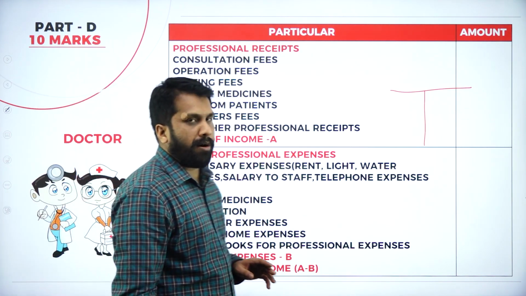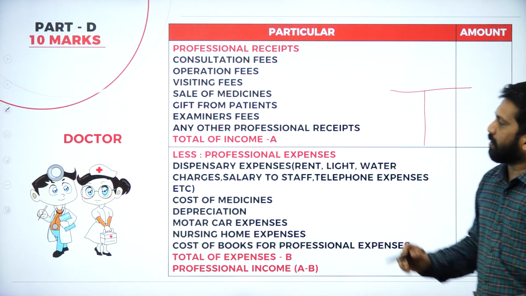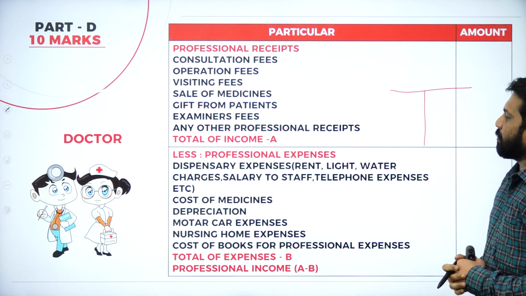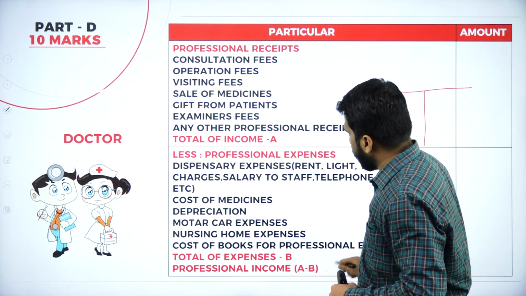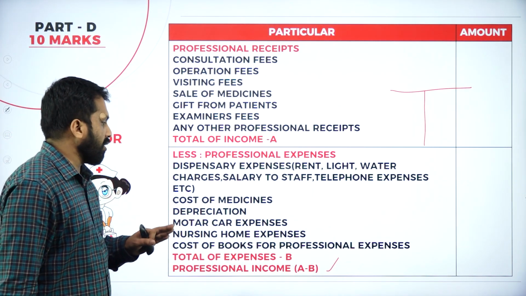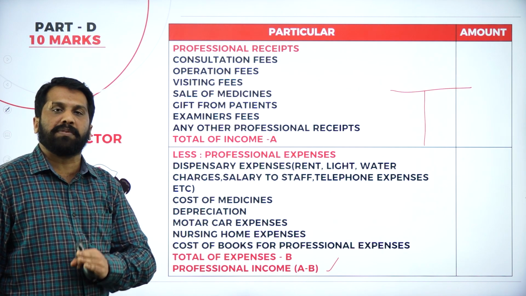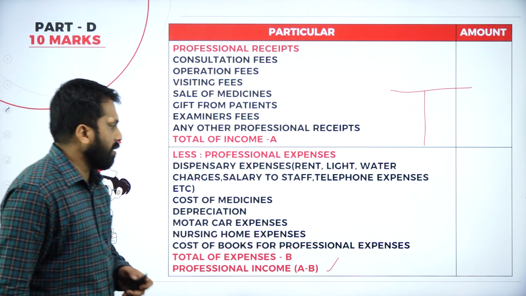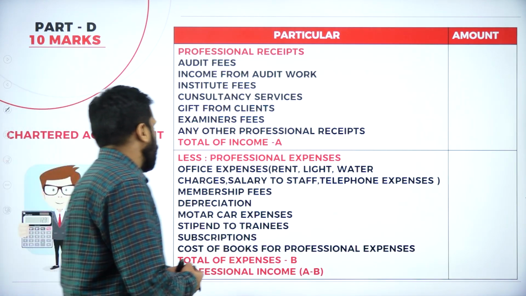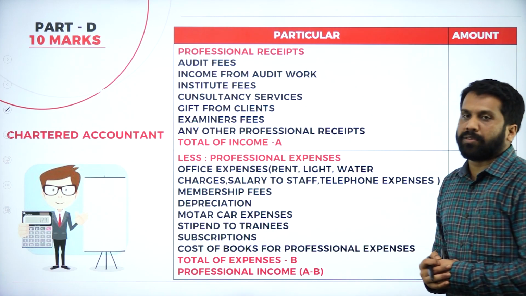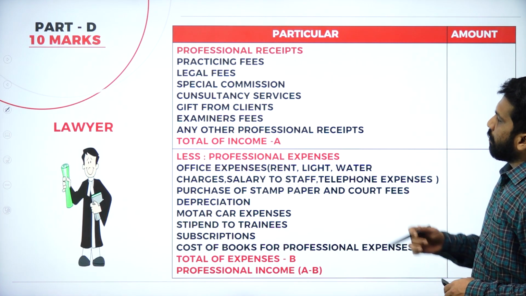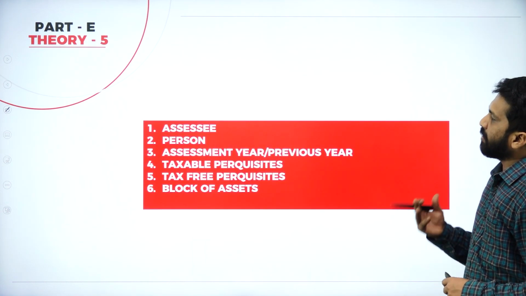Now, you have the format here. All the professional receipts minus all your professional payments. Income minus expenditure is your answer. Professional income is A minus B. Again, I'll repeat: professional income is A minus B. Hope you are clear. Yes. So, this is for medical and this is for chartered accountant. This is for lawyer. See, all the three professions with adjustments you have.